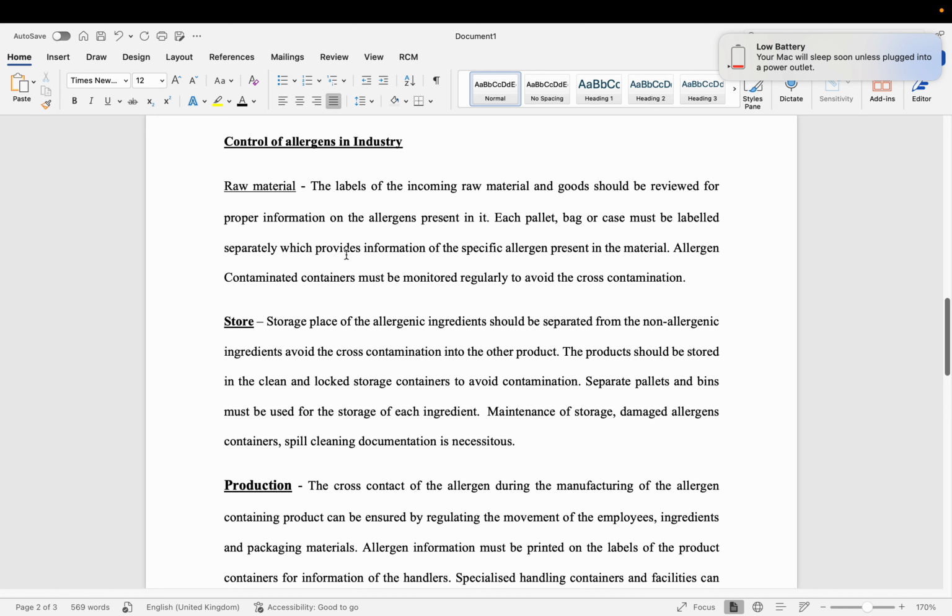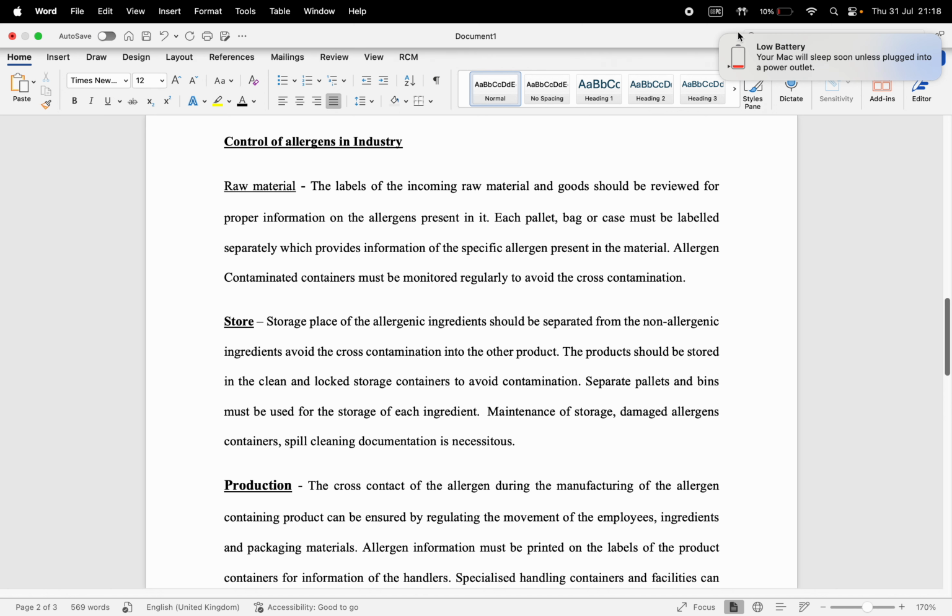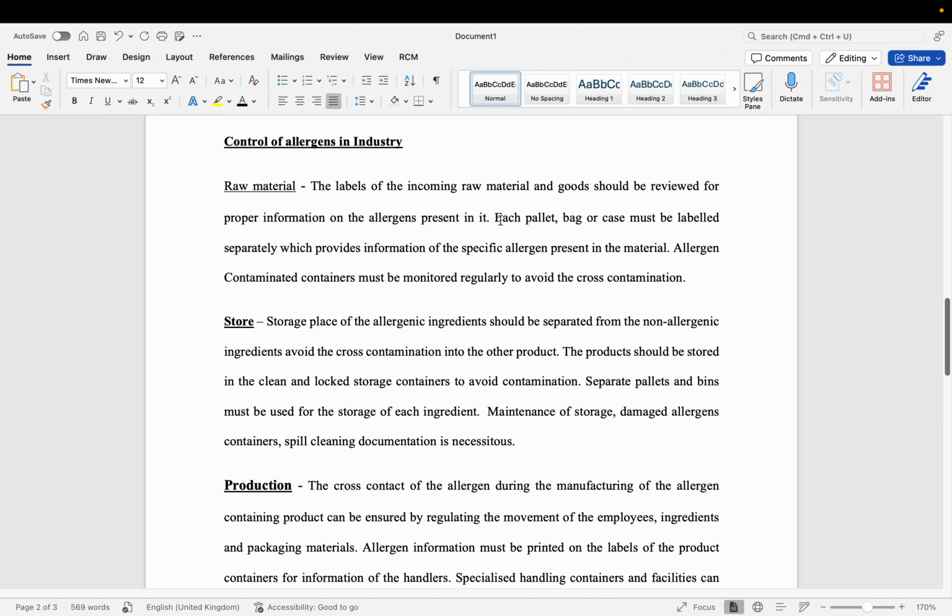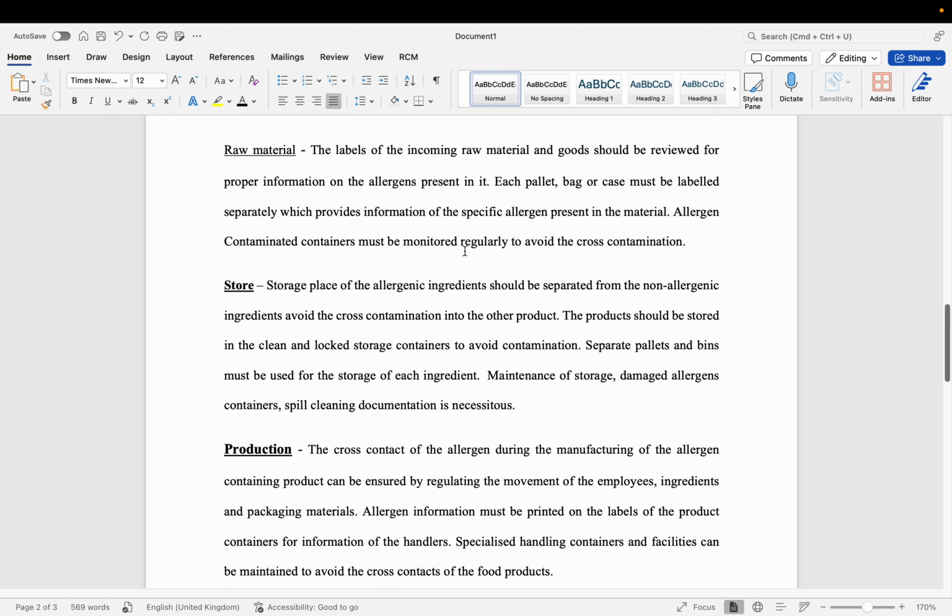The packagings are color coded generally, or the place where the items are stored is color coded. I've seen some purple color coding for the allergens in some places. Each pallet, bag or case must be labeled separately, which provides the information of the specific allergens. Allergen containers must be monitored regularly to avoid cross-contamination. Obviously, there are segregation areas, so the non-allergen material containers are not supposed to be placed inside that area.